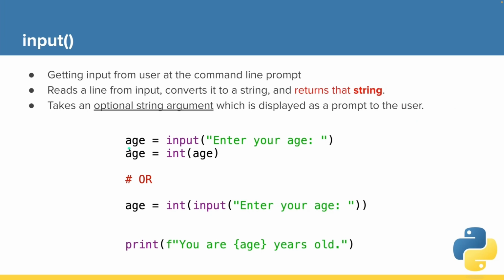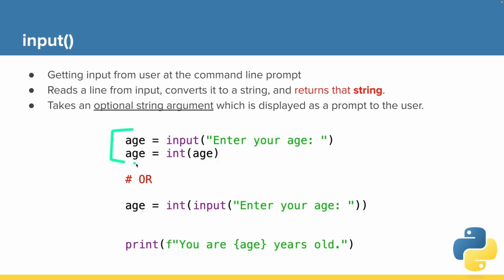So we have an age variable here. We're assigning to it the value that's returned from this input function. The argument here is "Enter your age," a string. So this is what the user will see: enter your age, colon, space, and then their input will follow. Age will be assigned the value of that input as a string. We're then going to typecast age into an integer.